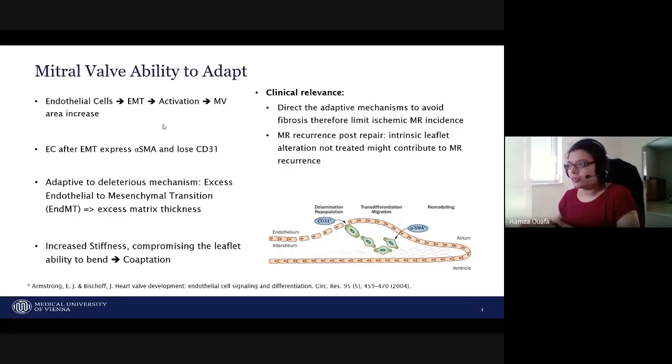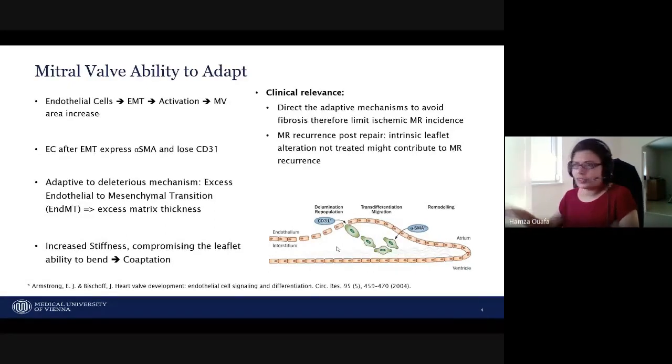So just as a little reminder, the mitral valve is constituted by endothelial cells, as you can see here. And in the interstitium, you have a lot of extracellular matrix, a lot of elastin fibers, collagen fibers. And in this interstitium, we also have some valvular interstitial cells. Of course, you have other cells composing the valve, but mainly these two players are the most important ones.